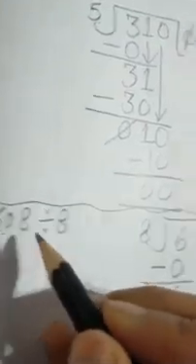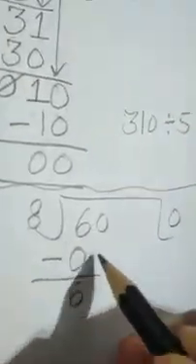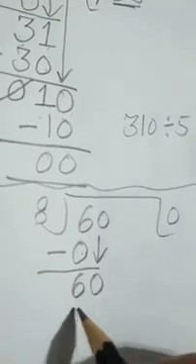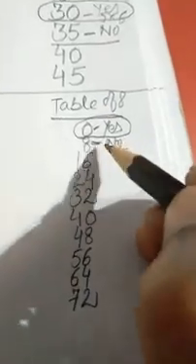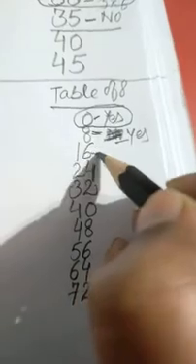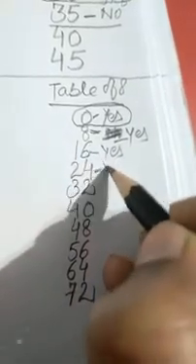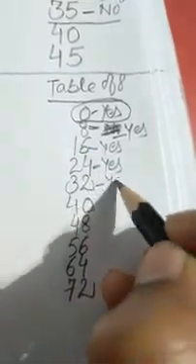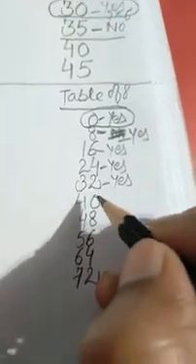Now the next digit is 0. We will write here 0. Then now it has become 60. Now here in the table of 8, what can be written under 60? 0 can be written, 8 can also be written. This can also be written, this can also be written, this can also be written, because these are all less than 60. So these can be written under 60.